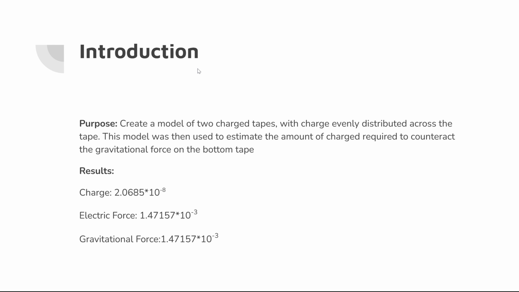All right, so brief introduction. The purpose of this lab was to create a model of two charged tapes. However, differing from Lab 1, the charge is now evenly distributed across the entire tape rather than being modeled as a point charge. This model was then used to estimate the amount of charge required to counteract the gravitational force on the bottom tape.